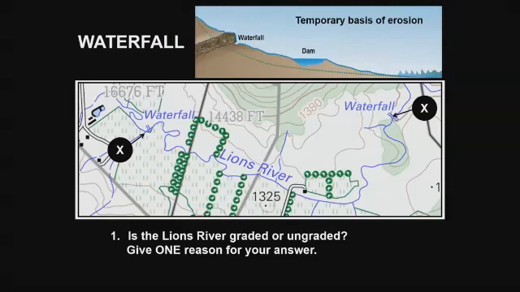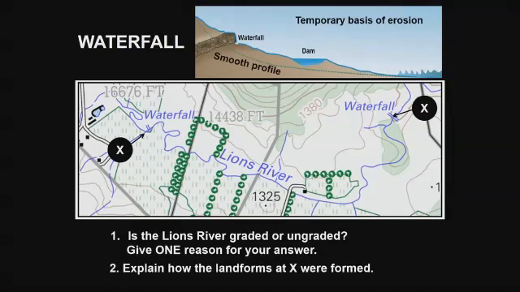Are there rapids in the water? See if that's in the river. If you see that, then you know that that river cannot be graded. Very important that you've got it. The smooth profile on the other hand, if you see none of these things, then you have a graded river. All right.